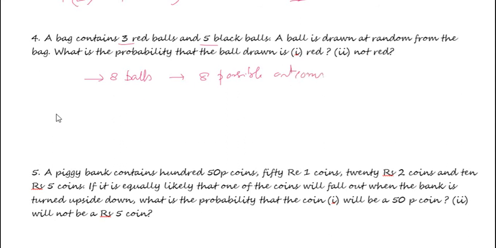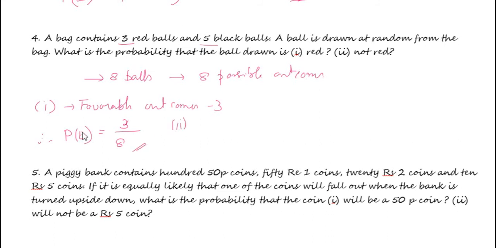Now first one, it has to be red. Red means how many red balls are there? There is 3. So in this case, favorable outcomes, that is 3. Therefore, the probability of this event, that is you drawing a red ball, is the favorable outcomes, that is 3 divided by the total possible outcomes, that is 8. This is the answer.